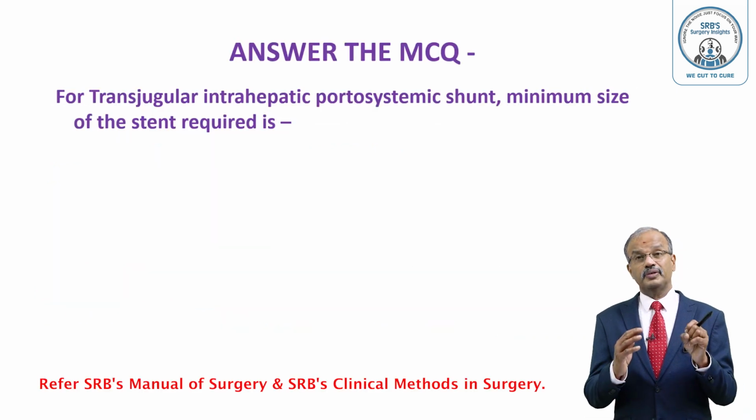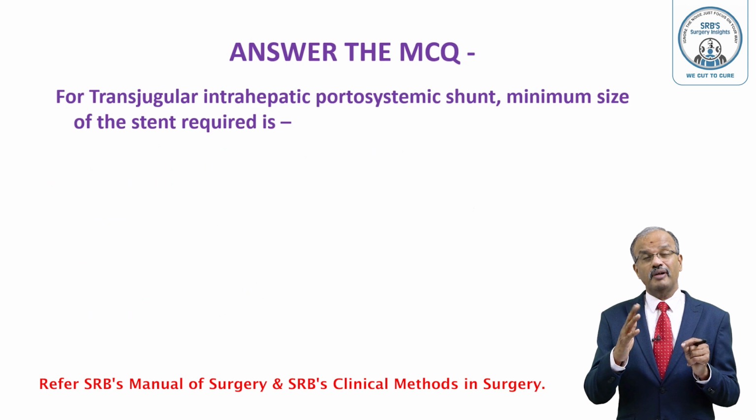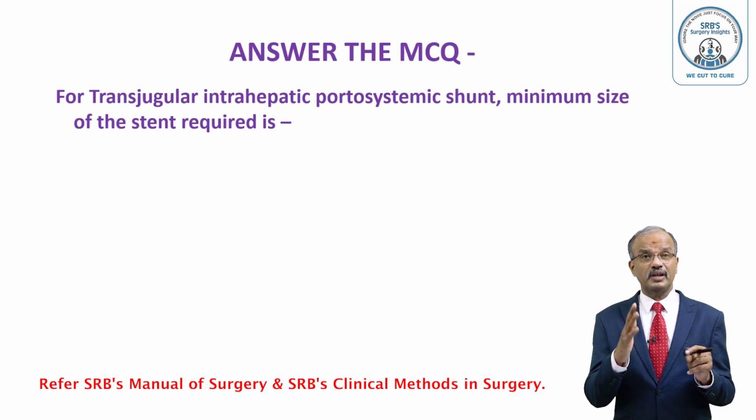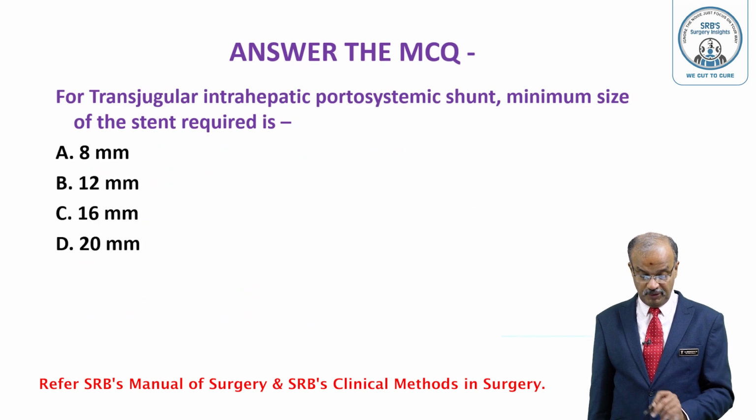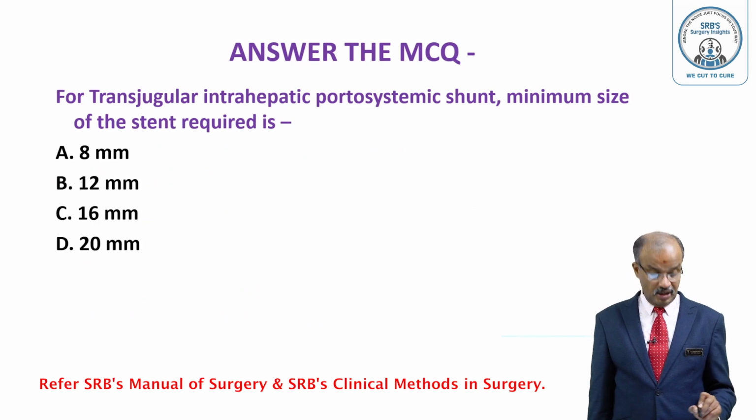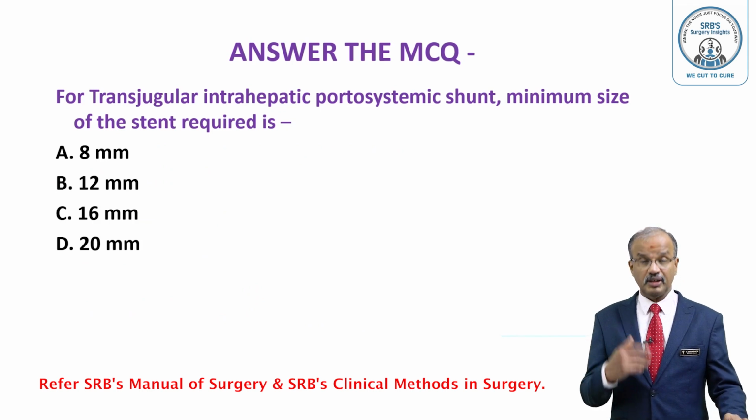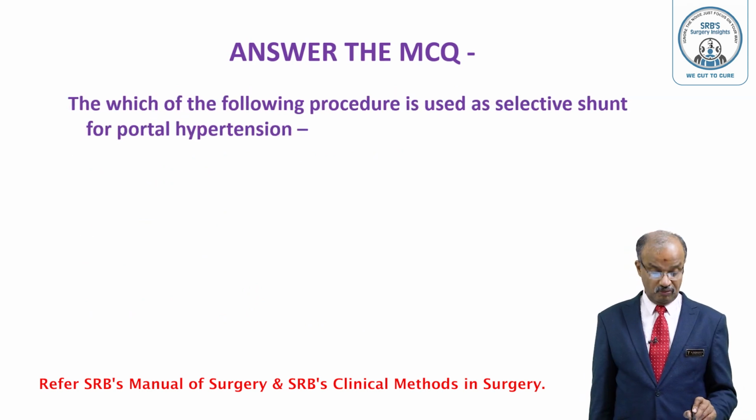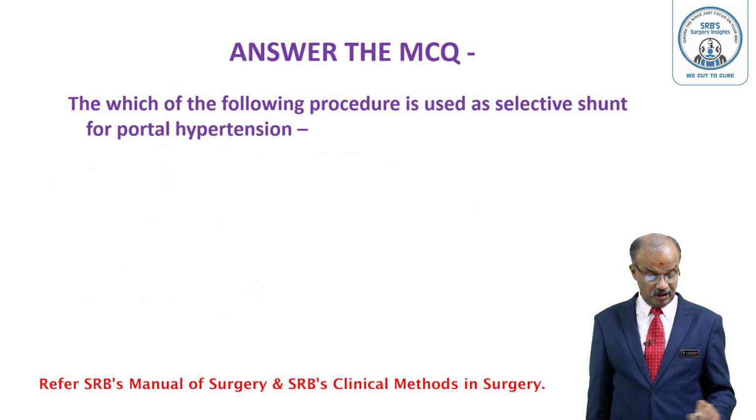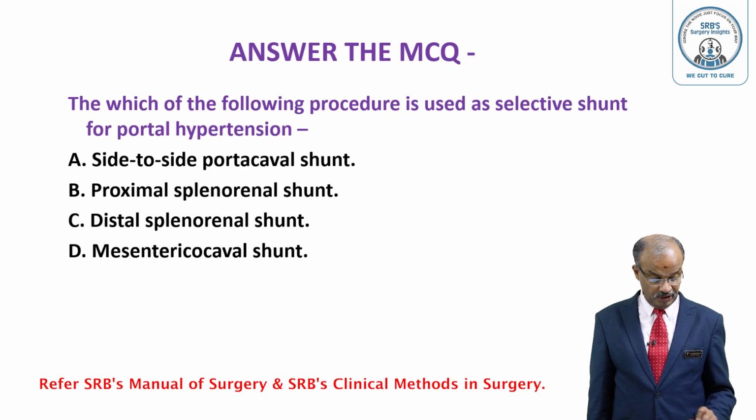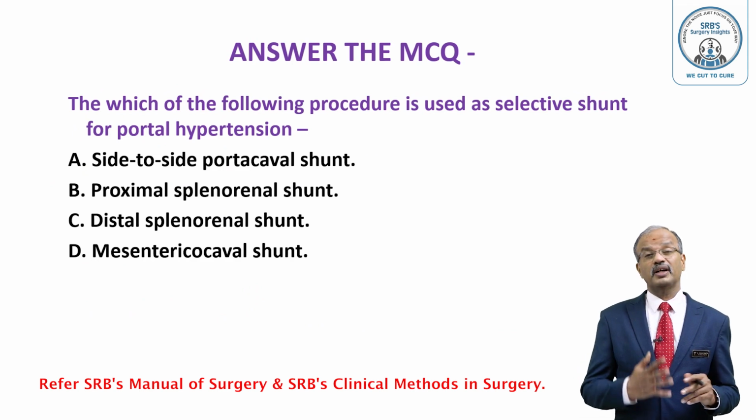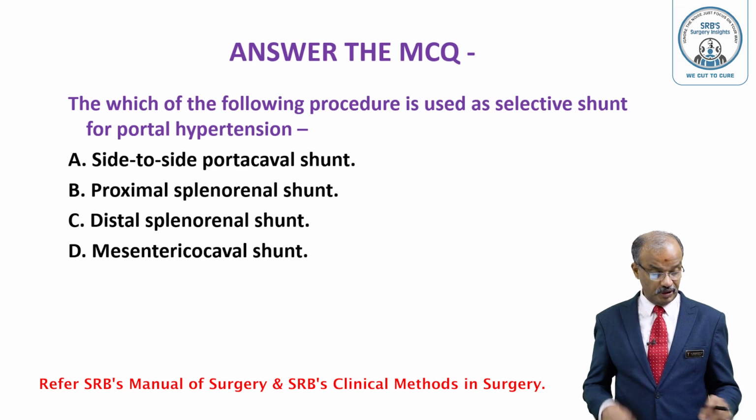So, students, answer the MCQ. I will acknowledge and appreciate your answer in the comment box. For transjugular intrahepatic portosystemic shunt, TIPS, the minimum size of the stent required is 8 mm, 12 mm, 16 mm, or 20 mm. Please answer the MCQ. Second MCQ: which of the following procedures is used as a selective shunt for portal hypertension? Side-to-side portocaval shunt, proximal splenorenal shunt, distal splenorenal shunt, or mesenterico-caval shunt. Please put the right answer in the comment box. I will acknowledge and appreciate you.